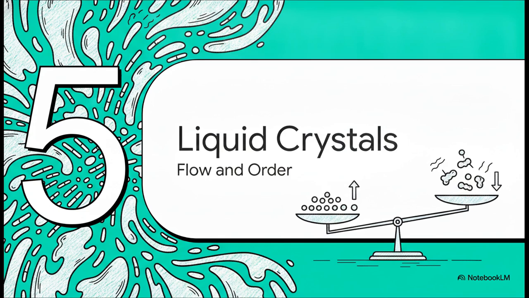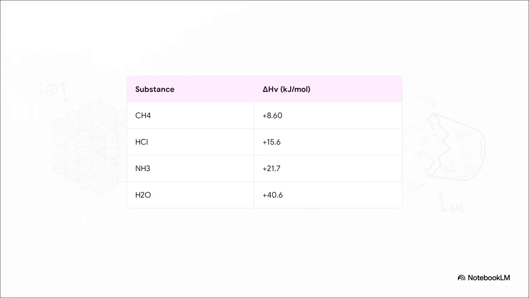Section 5. Liquids and liquid crystals. Flow and order. Speaking of those intermolecular forces, let's take a look at how we measure them in a liquid. Notice the heat of vaporization in this data. That's the energy required to force that liquid into becoming a gas. Methane is way down at just 8.6 kilojoules per mole. But look at water. Water is at a staggering 40.6. This massive number basically proves that water has incredibly strong intermolecular forces, specifically hydrogen bonding, and it takes a ton of thermal energy to rip those bonds apart.